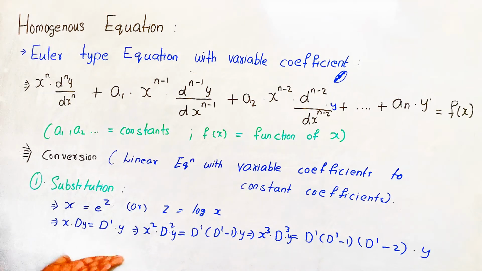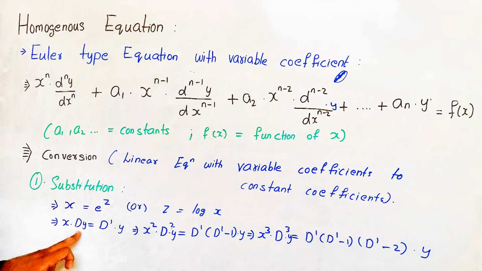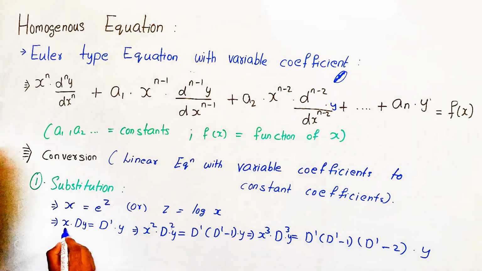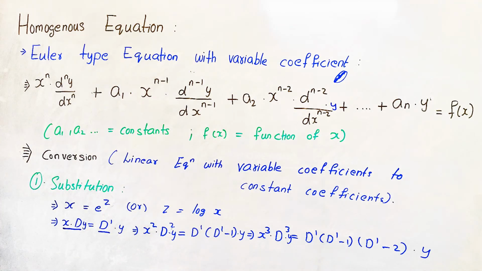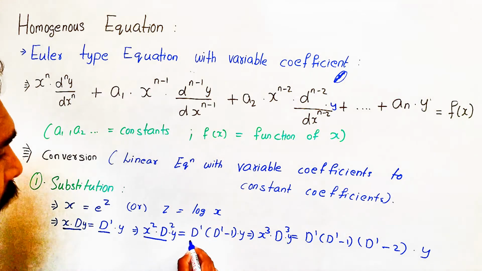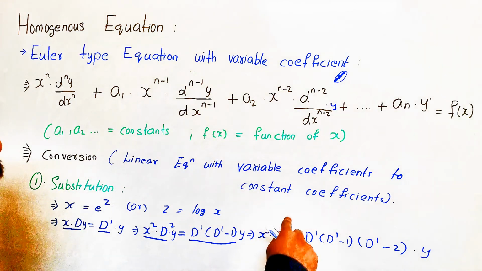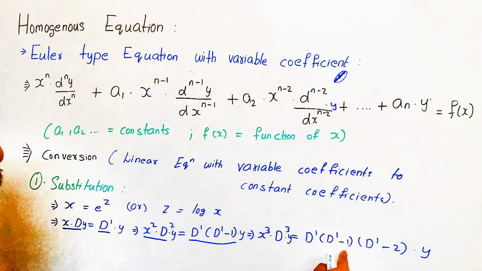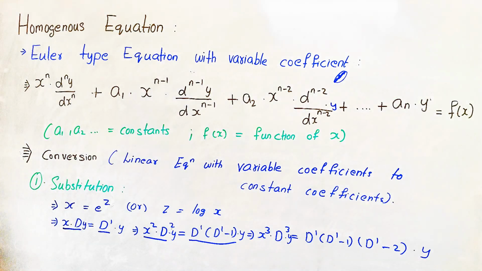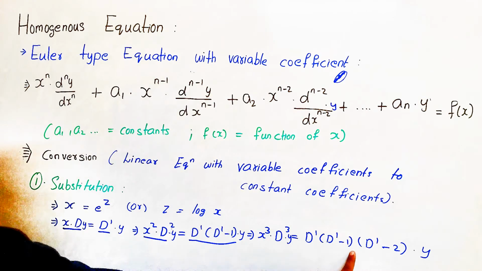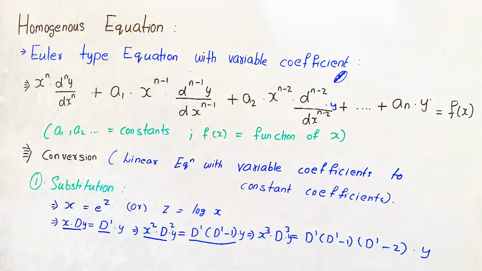And one more change is, if the expression is in the format x into D, we can write it as D dash. We replace x into D by D dash. If it is x square into D square, we substitute D dash into D dash minus 1. Similarly, x cube into D cube is replaced by D dash into D dash minus 1 into D dash minus 2. If it is x to the power 4 into D to the power 4, it becomes D dash into D dash minus 1 into D dash minus 2 into D dash minus 3. So this way it goes.